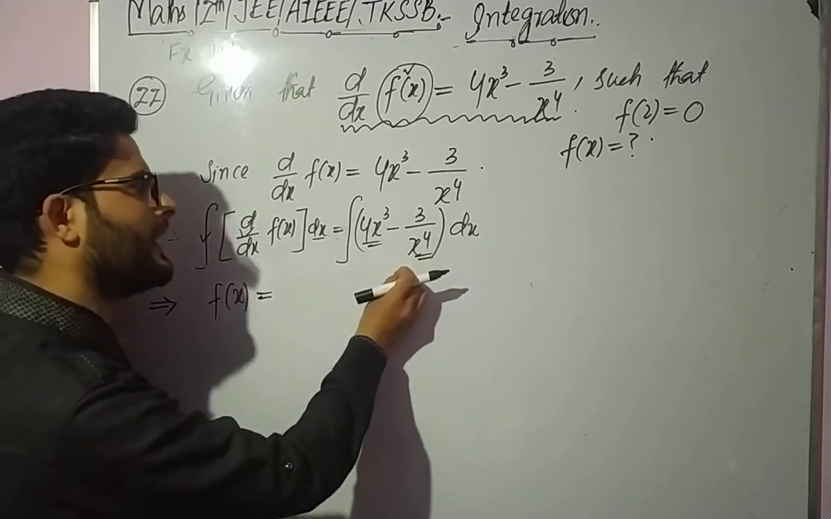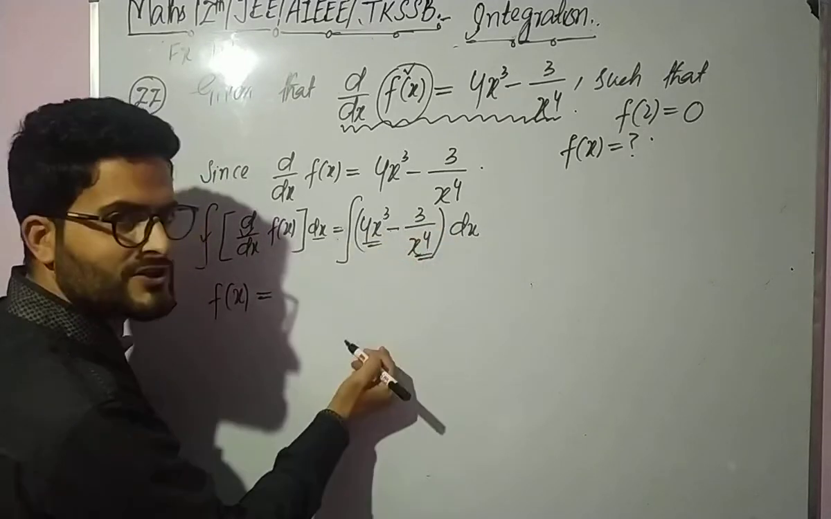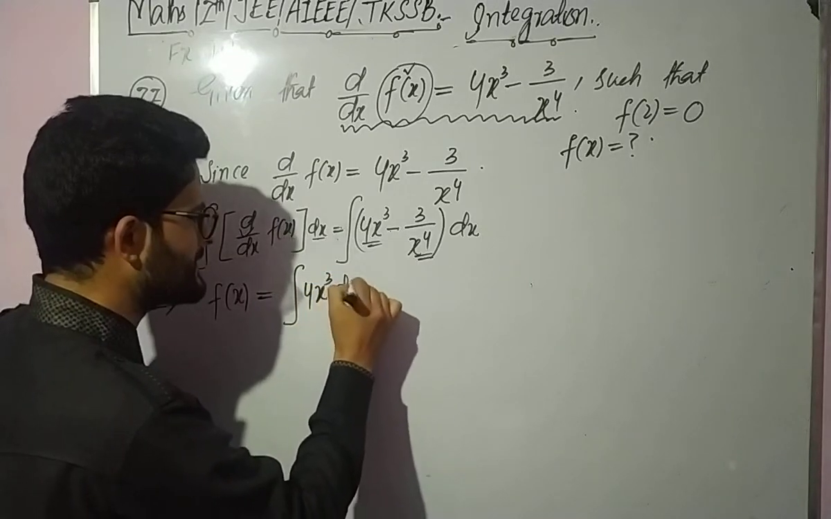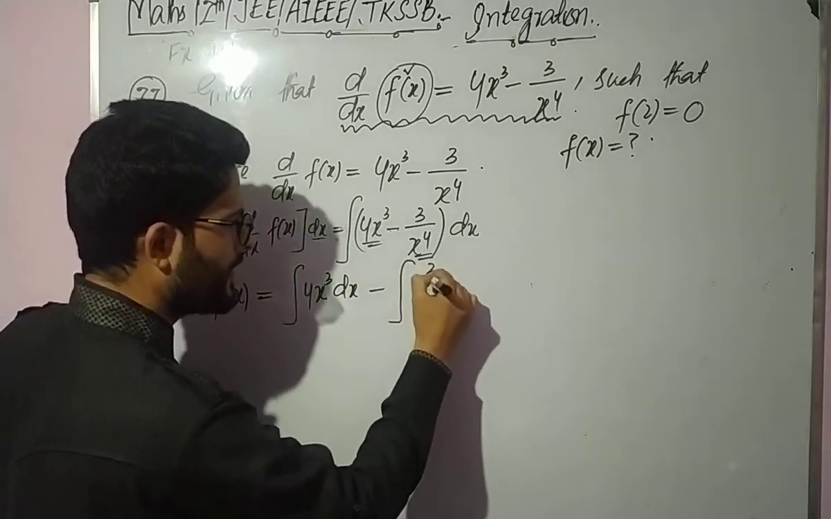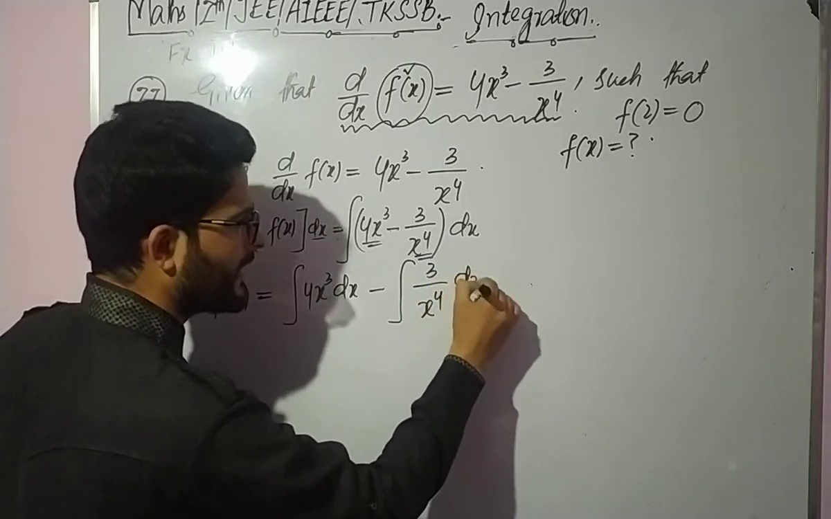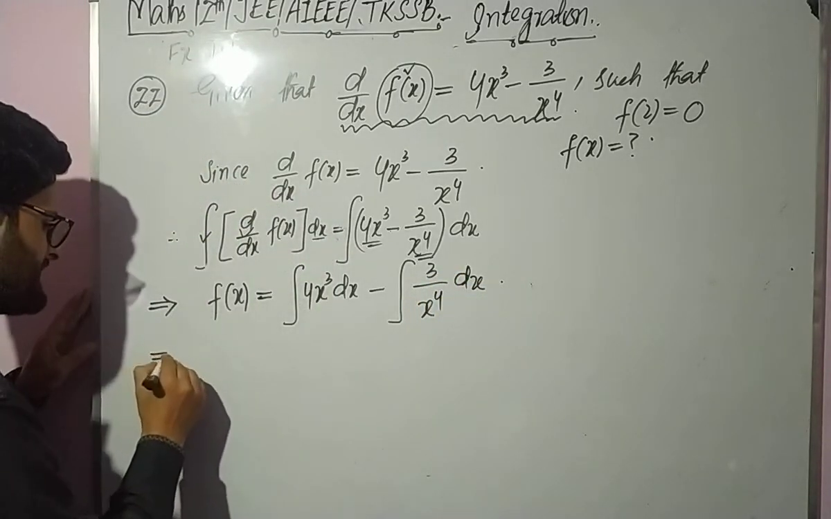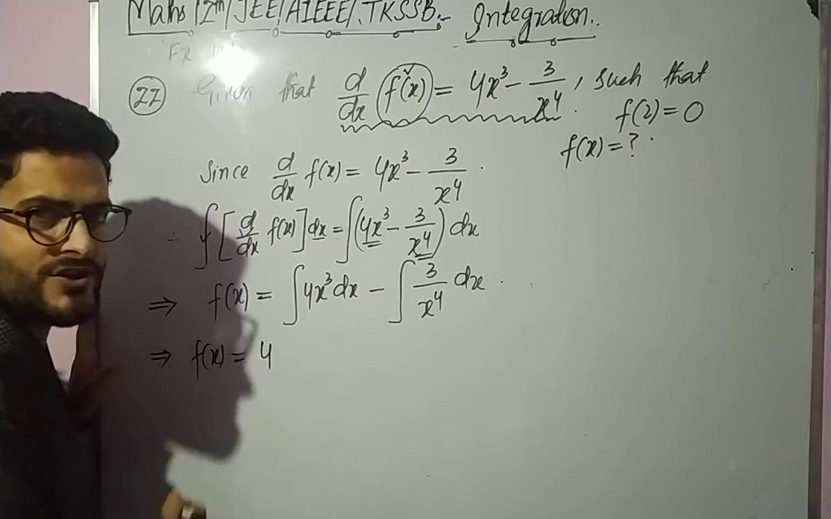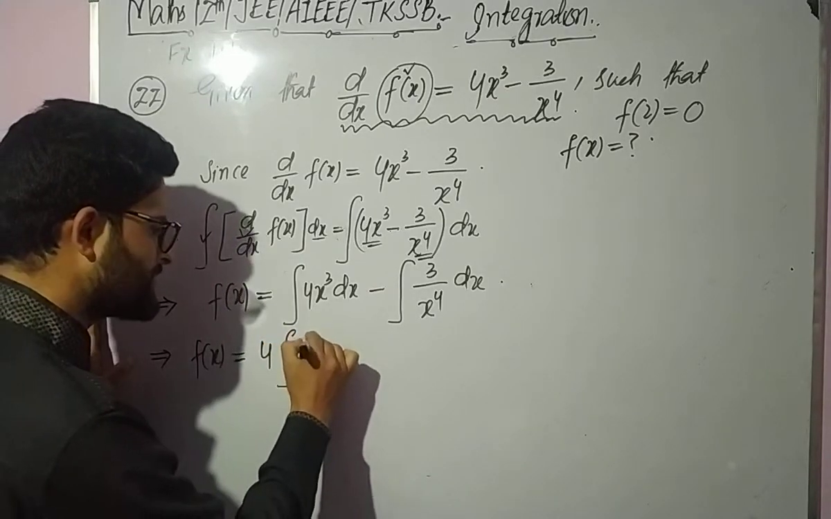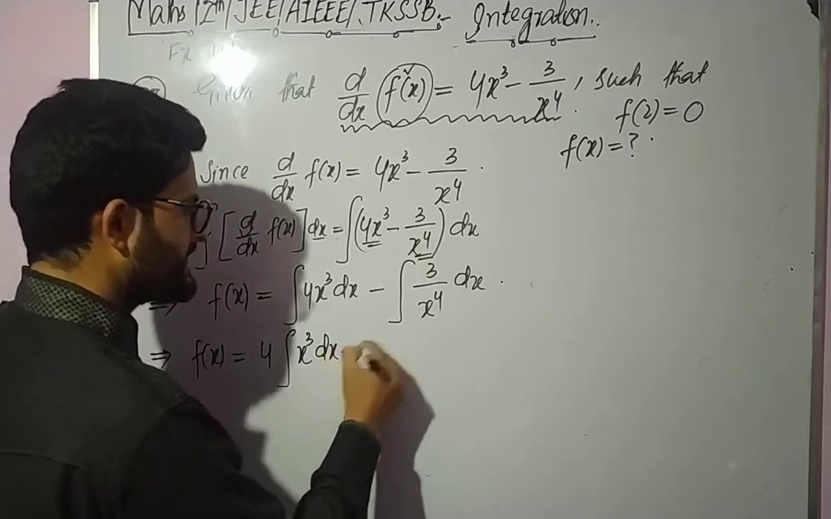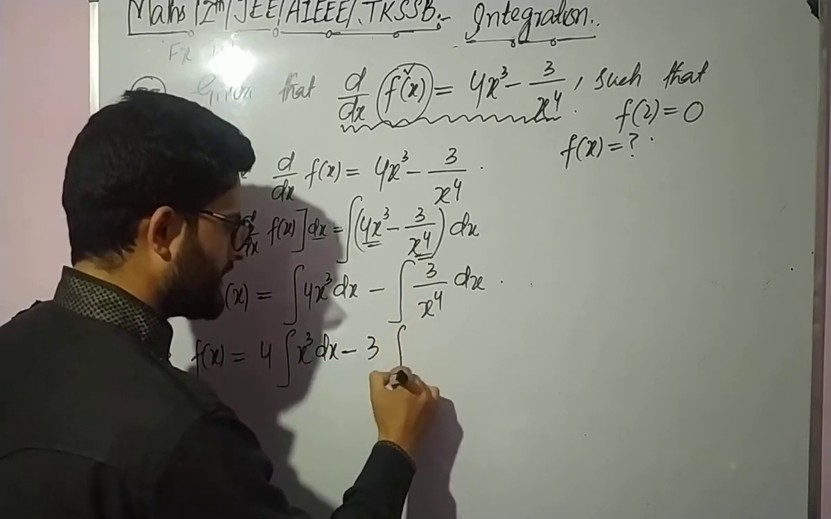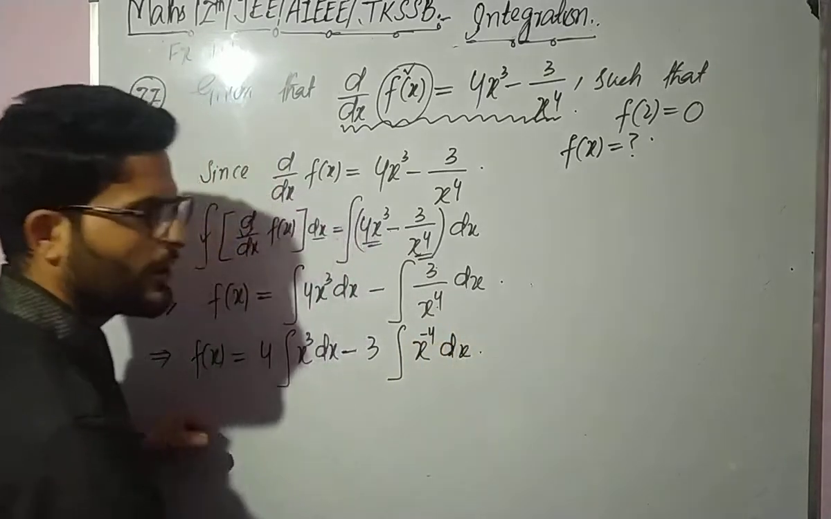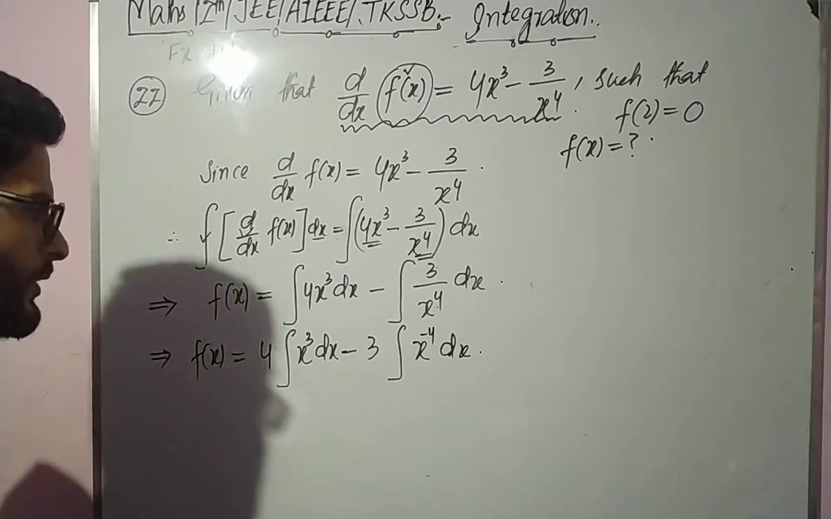So when we integrate this function, two functions are connected by subtraction, so the integral must be separated. That is, integration of 4x cube dx minus integration of 3 upon x raised power 4 dx. Right, so this implies f of x is then equal to 4, a constant, which will come out of the integral, into integration of x cube dx, minus 3, a constant, which will come out of the integral. So integration of 1 upon x power 4 can be written as x raised to power minus 4 dx, because the denominator had power plus 4, so in the numerator it becomes minus 4.